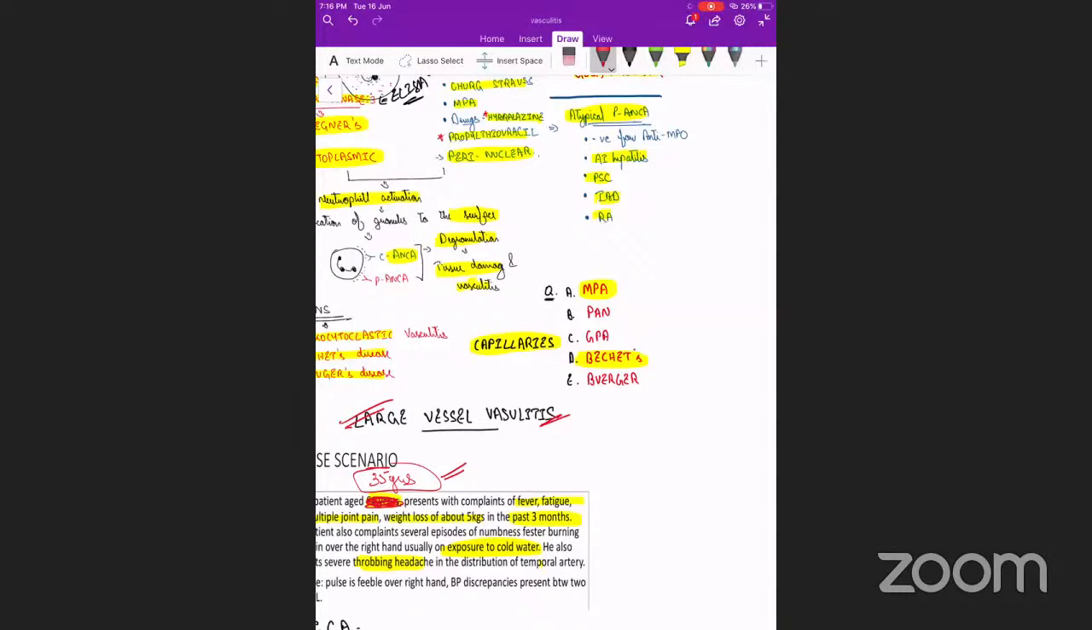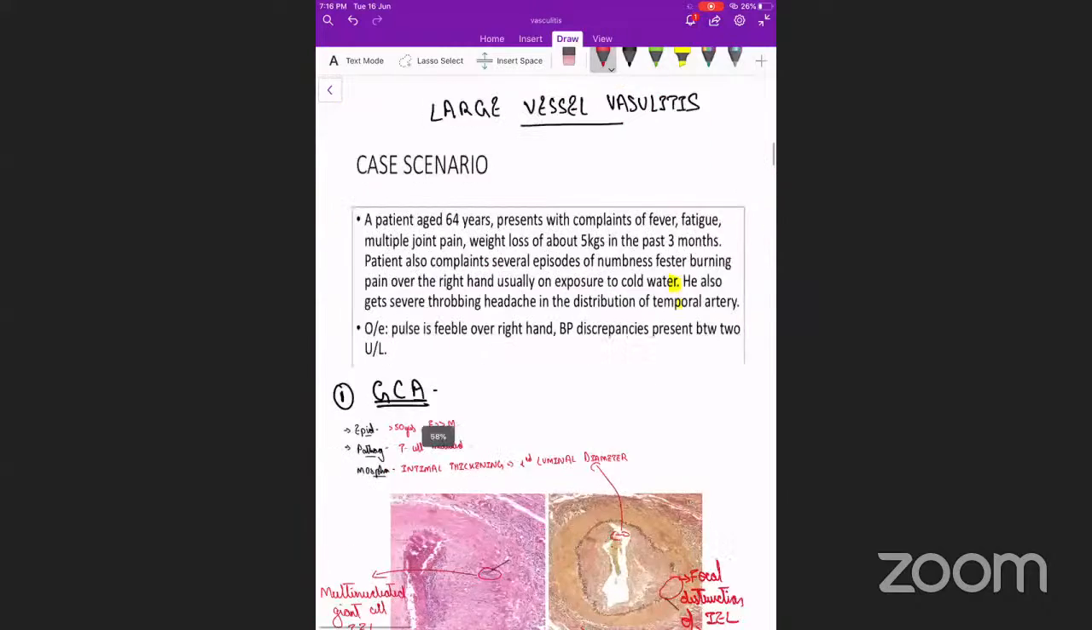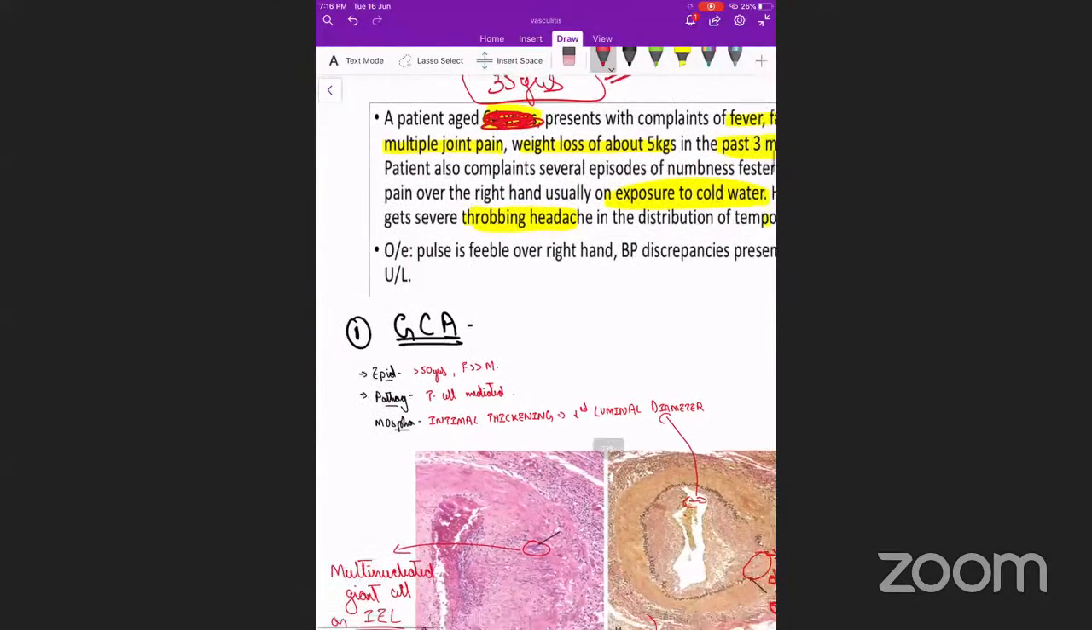So Takayasu is usually less than 40 years. Giant cell will be usually above 50 years. Okay. So very good differential diagnosis. So let's see our first one, giant cell arteritis.